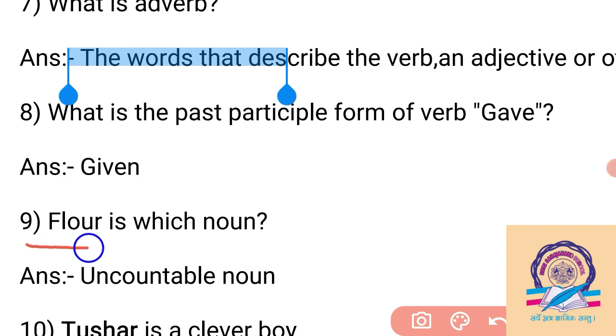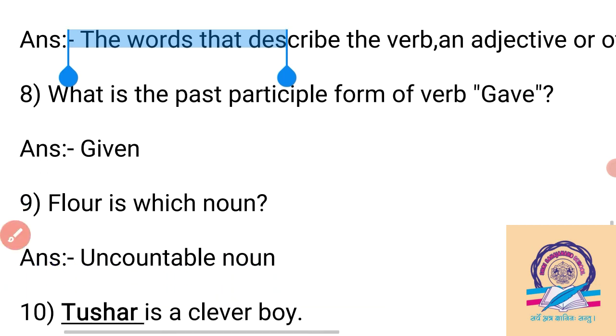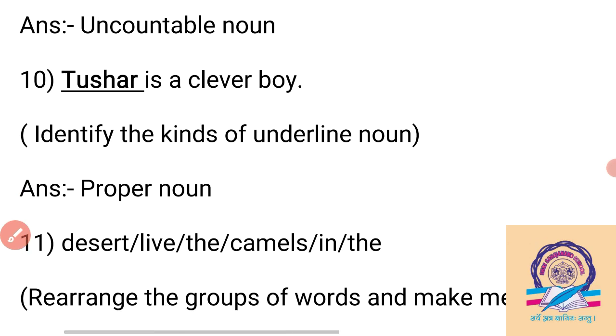Like floor. Which noun is floor here? We cannot count the floor here. It takes too much time. So we can say, randomly, it is an uncountable noun here. So floor becomes an uncountable noun here.